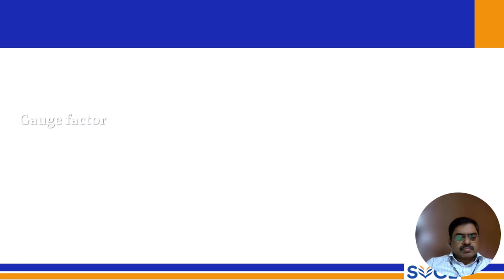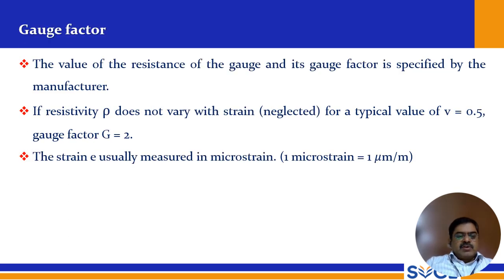The value of the resistance of the gauge and its gauge factor is specified by the manufacturer. Whenever you purchase a strain gauge, the gauge factor will be specified with it. If resistivity rho does not vary with strain, and is neglected, for a typical value of v equal to 0.5, gauge factor equals 2. So this is one example. The strain is usually measured in terms of microstrain. 1 microstrain equals 1 micron per meter.